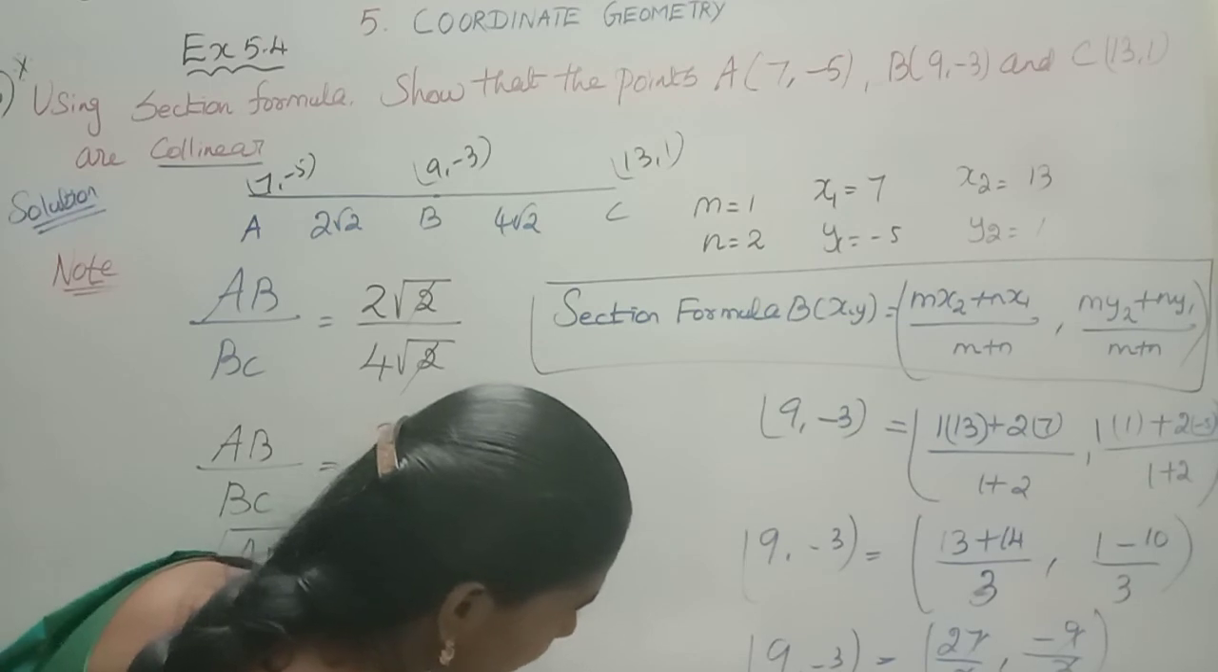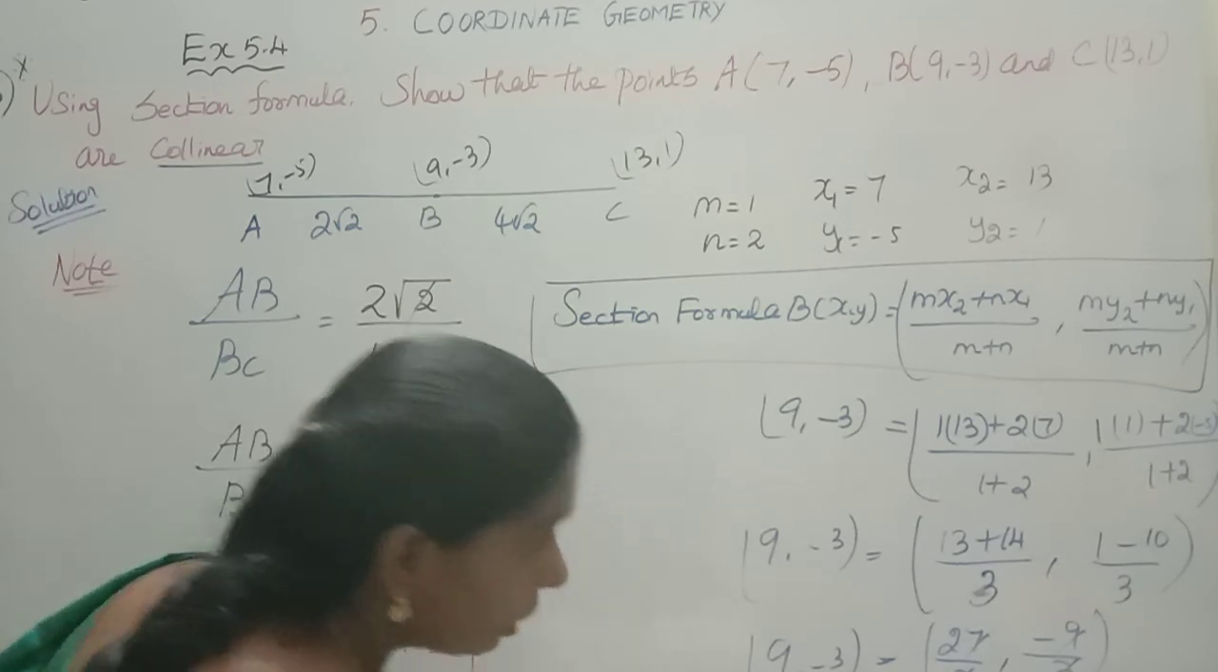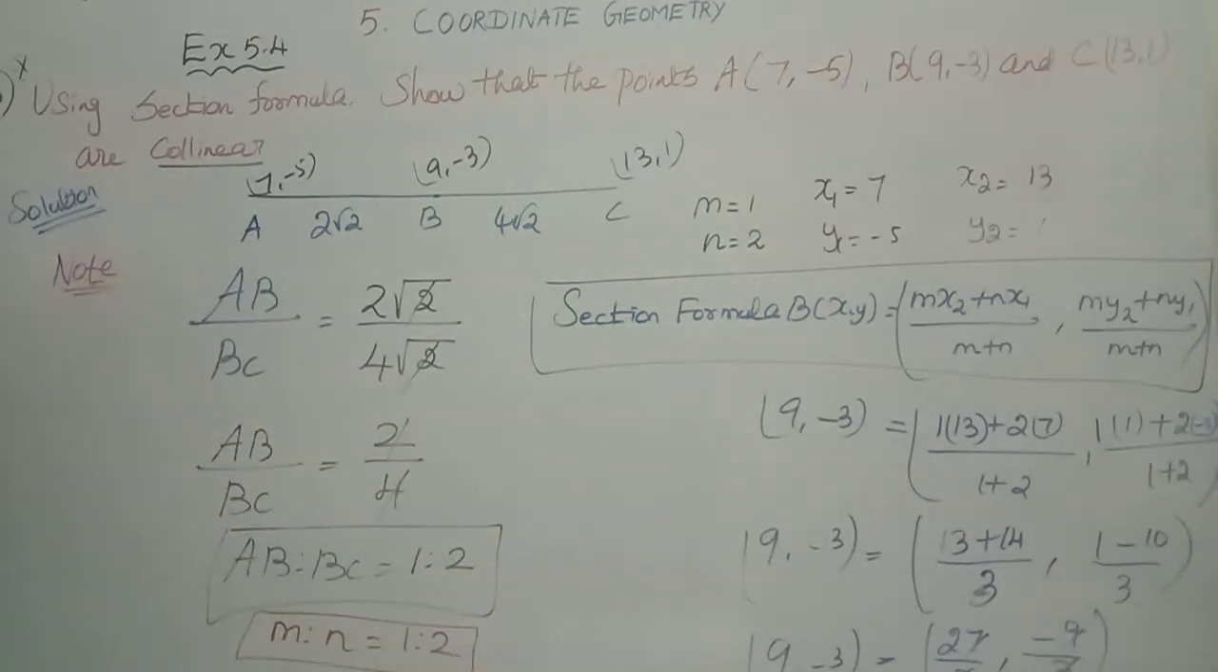Here we have to use what formula? Section formula. One of the points must be divided in the ratio r:1. And take the note and we will check.